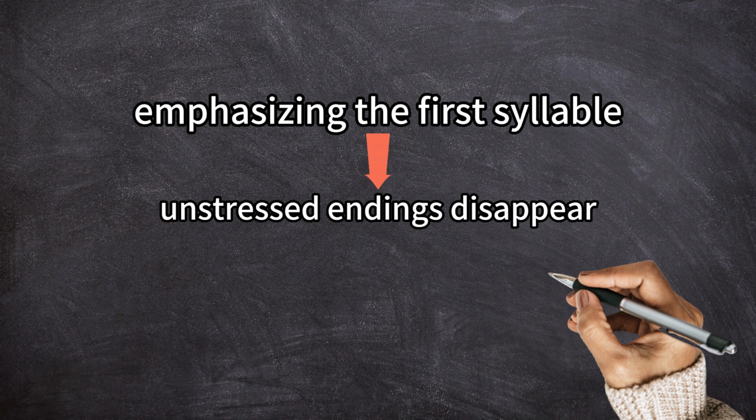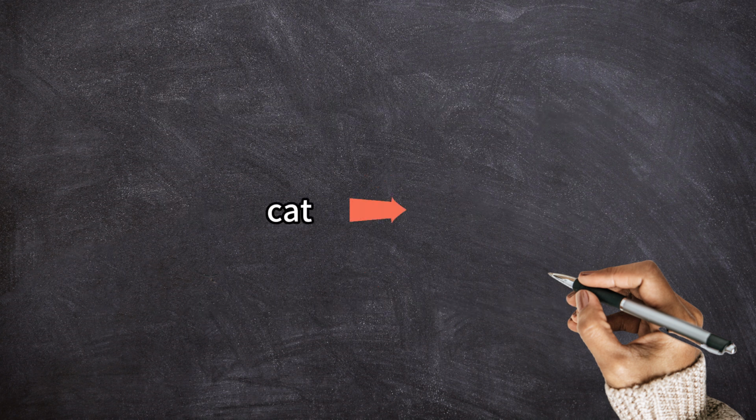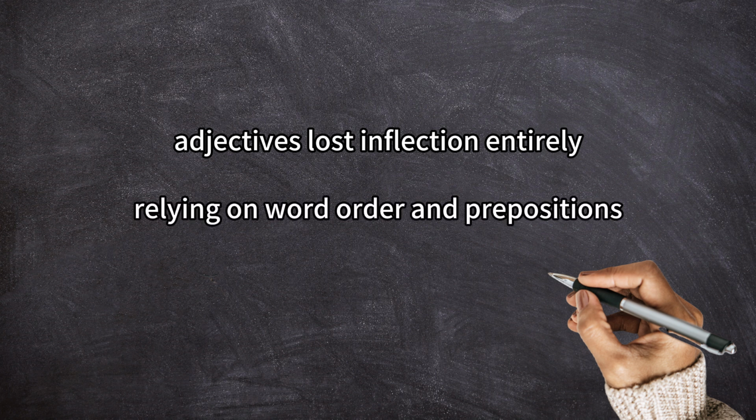As a result, the old system of inflection, based on word endings, started to break down. Nouns gradually lost their case system and simplified into just singular and plural forms, with an S sound at the end, like in cats, becoming the standard plural ending. Adjectives also lost their inflection entirely. Since grammatical roles could no longer be shown through word endings, English began relying on word order and prepositions. This is how English became more analytic.